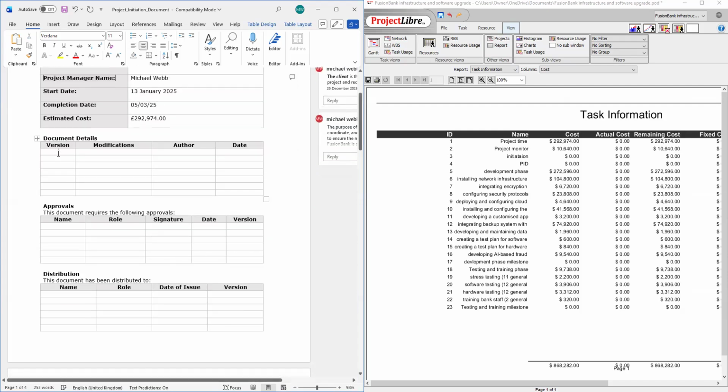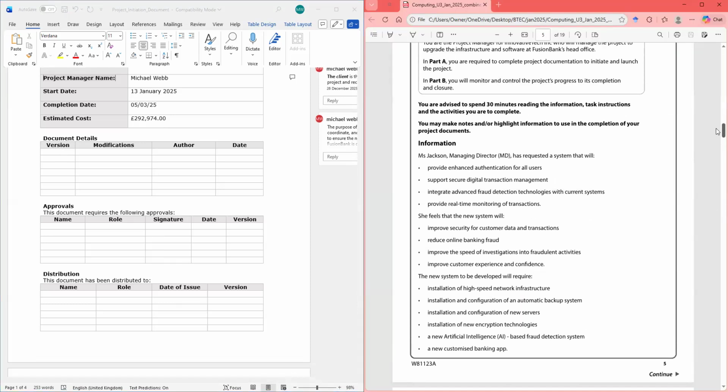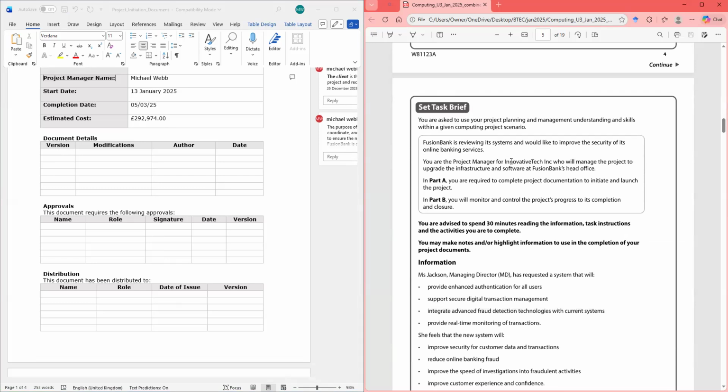All right, this will be version 1 because it's a new project for my company. And the name of my company, if I go to the top, is Innovative Tech. This company is working for Fusion Bank, so that's the client, and my company is the company that's assigned to it. So it's going to be version 1 because it's a new project for us. Modification would be none because we haven't done any modification to the project yet.